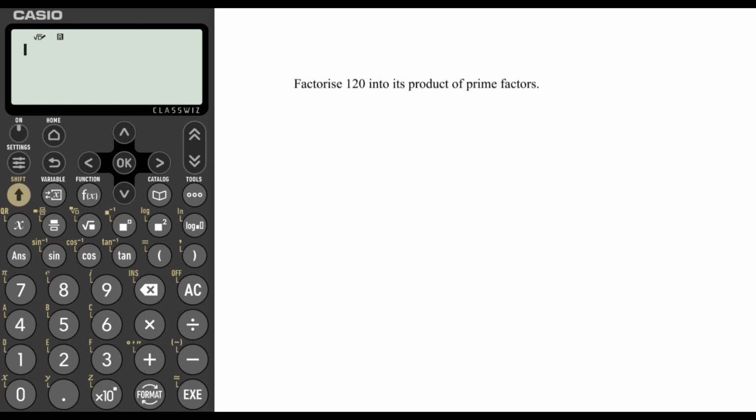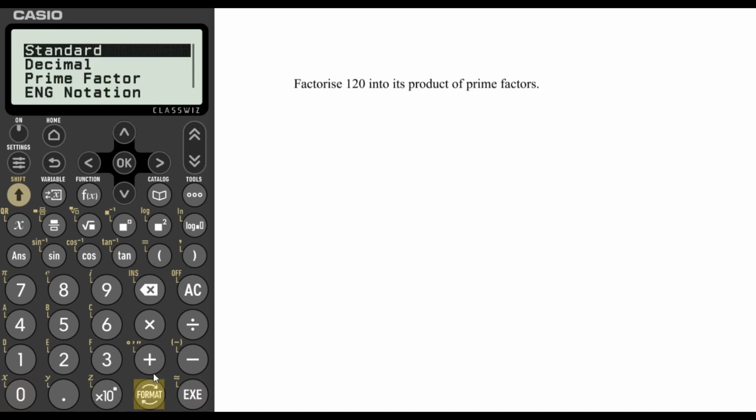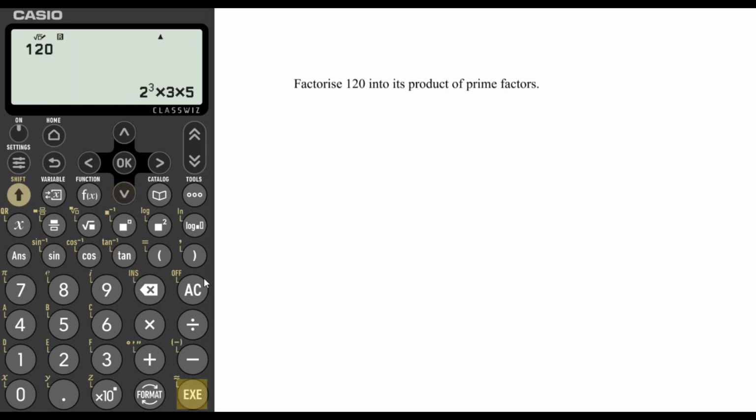We can use our calculator to work out the product of prime factors. For example, we can factorize 120 into its product of prime factors using our calculator. If we key in 120, then press execute, we can then press format and scroll down to prime factor. You will find 120 is equal to 2 cubed times 3 times 5.